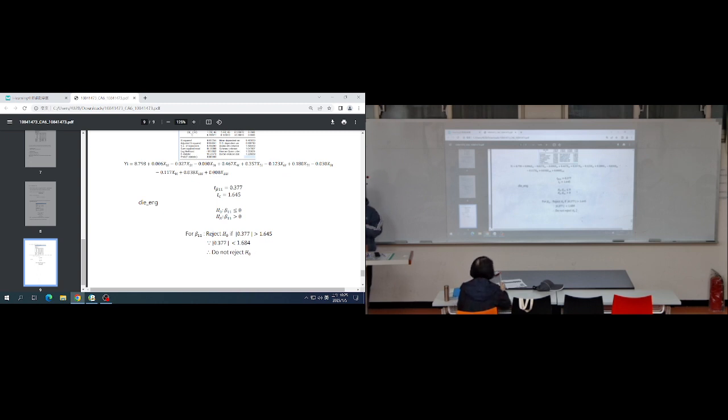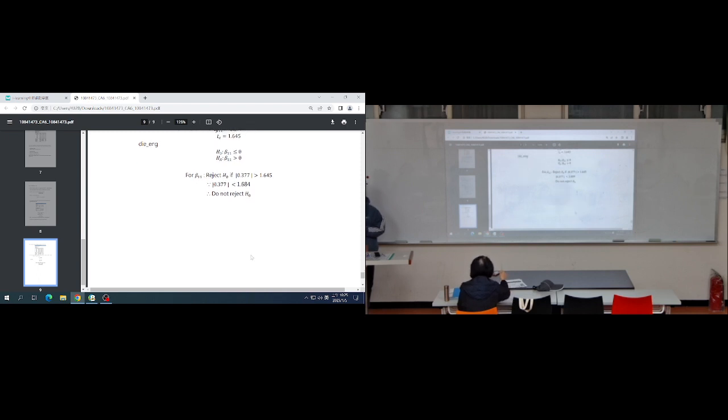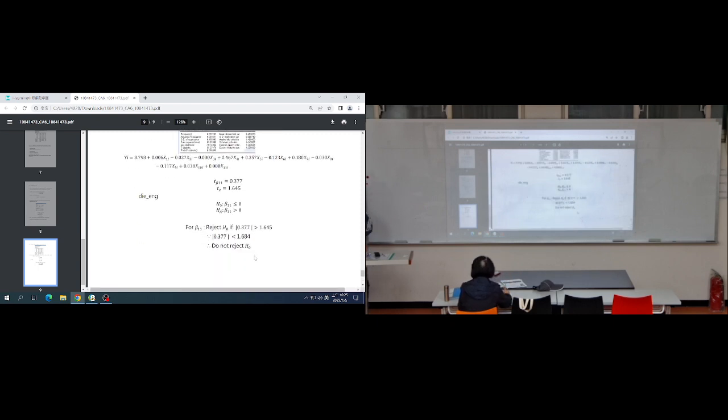I don't know. Well, do not reject means what? The slope dummy variable is not significant, right? Yeah, it's not. Are you finished or not finished yet? Finished, but there's no conclusion. Oh, do not reject doesn't mean a conclusion.